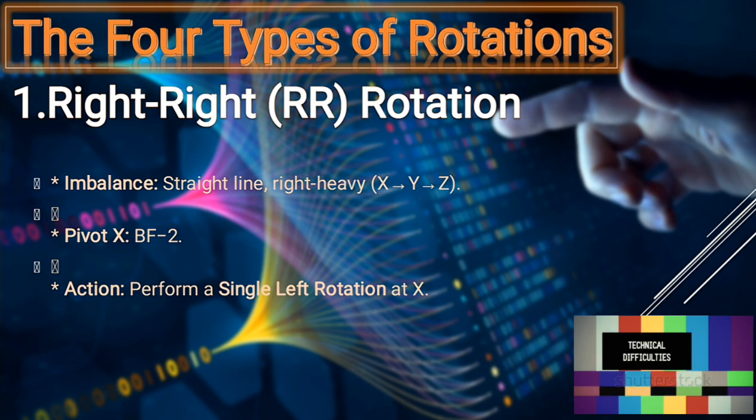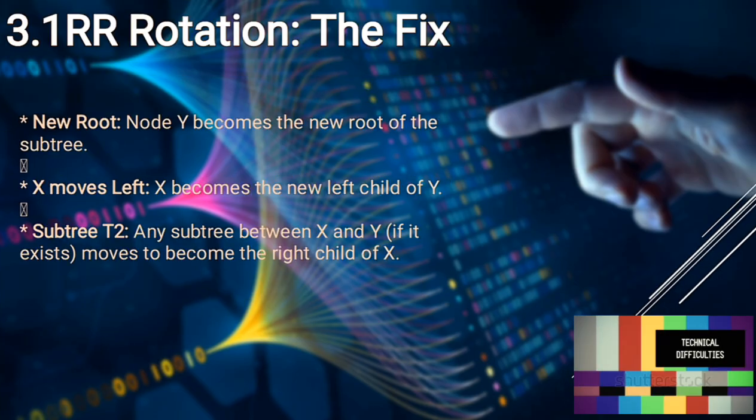Let's talk about the four types of rotations in AVL trees. The first one is right rotation. This occurs when the imbalance is a straight line going down to the right. The pivot node has a balance factor of -2. This is the simplest case and requires a single rotation.